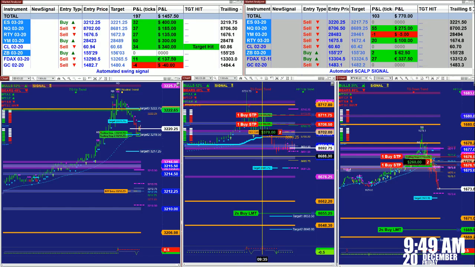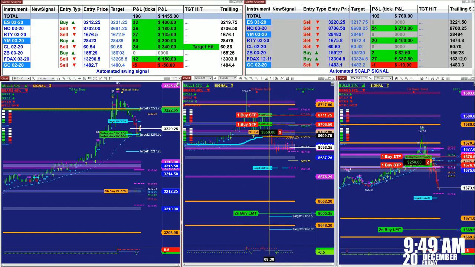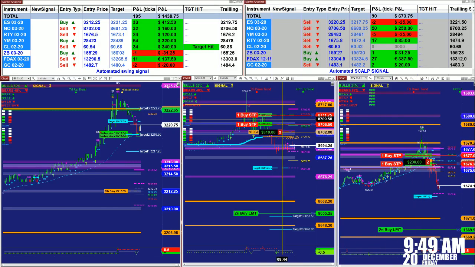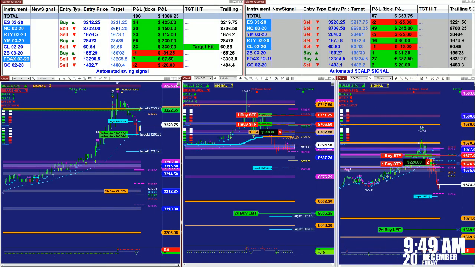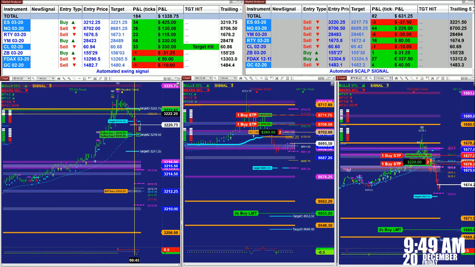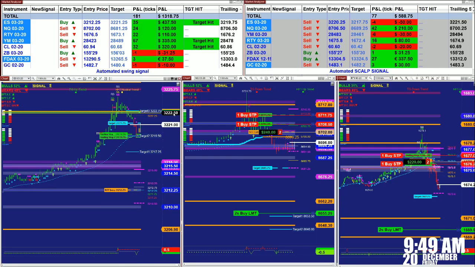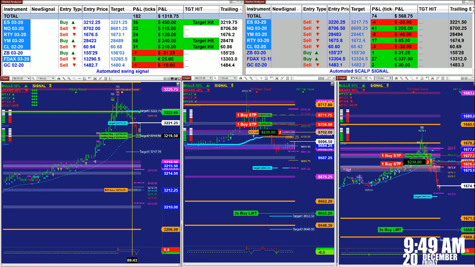Right now, we have the NASDAQ automated trade on the swing trading, taking a short trade, and the Russell is taking a short trade. We had a beautiful run earlier today, and now we are about to switch to the short position if this ES breaks 3219.50.